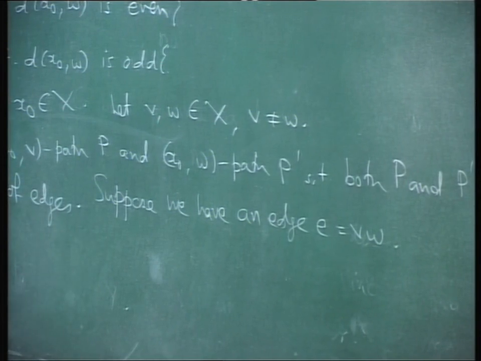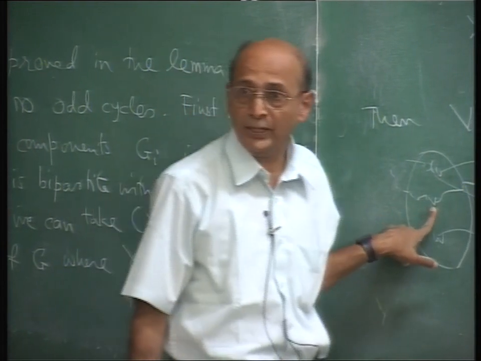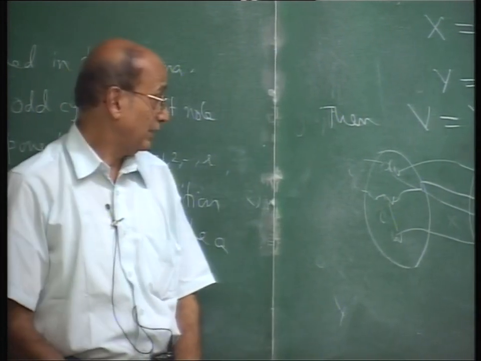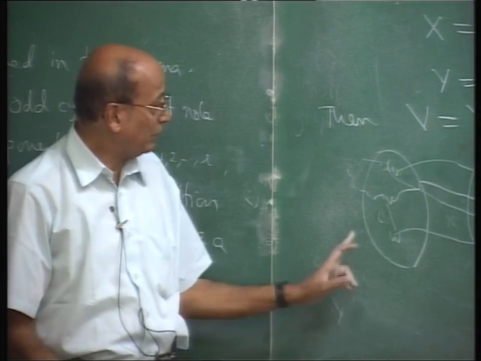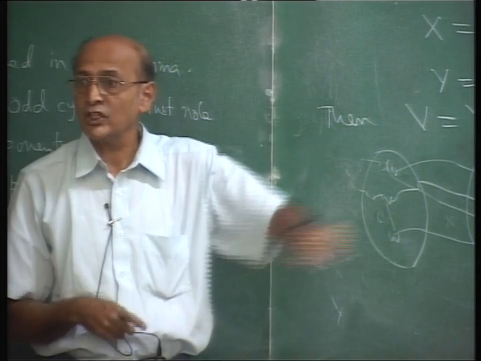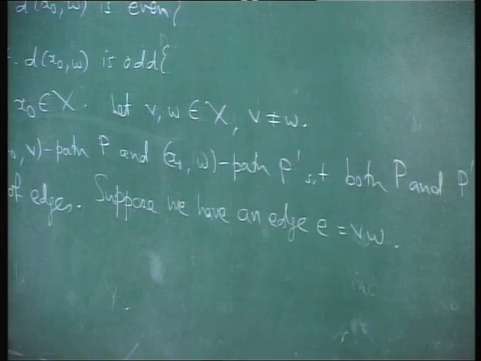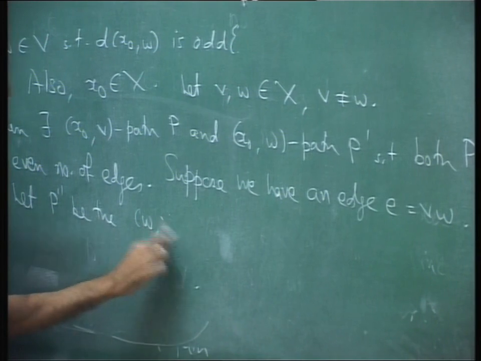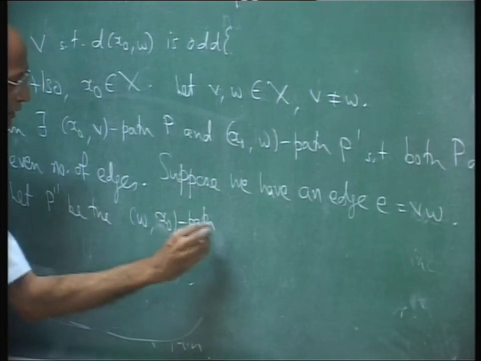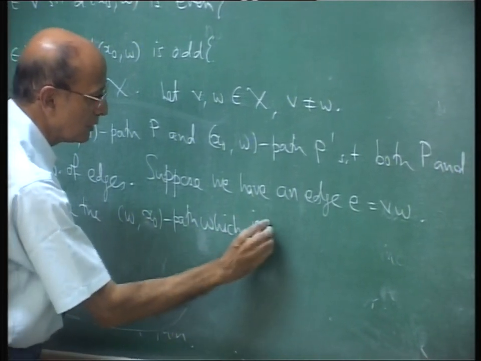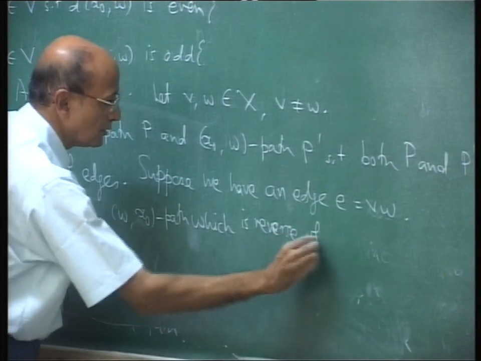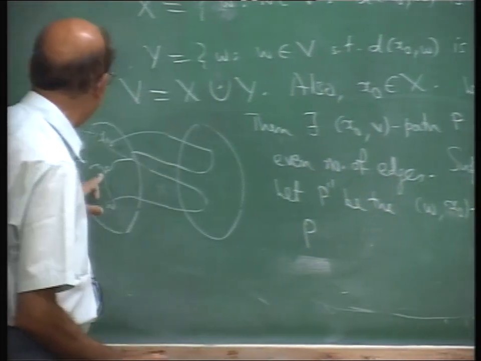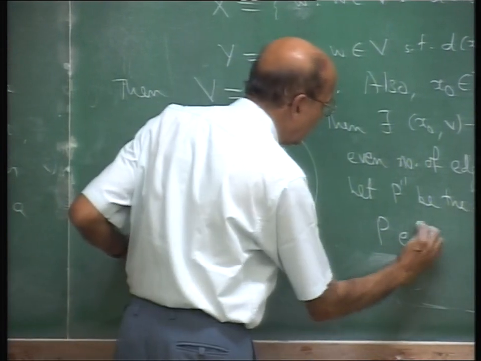Then what is it that I can do? From x0 I can go to V using P. From V I can go to W using that edge E. And then from W I can go back to x0 using the reverse of that path, P prime. W to x0 path, which is reverse of P, then P, first P, then E, and then P double prime.